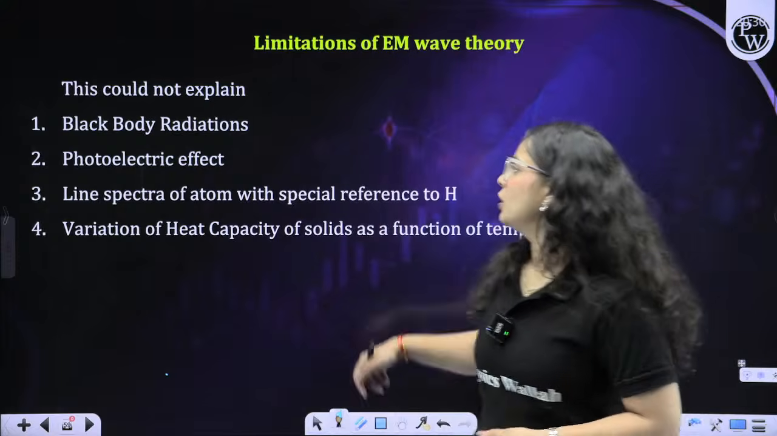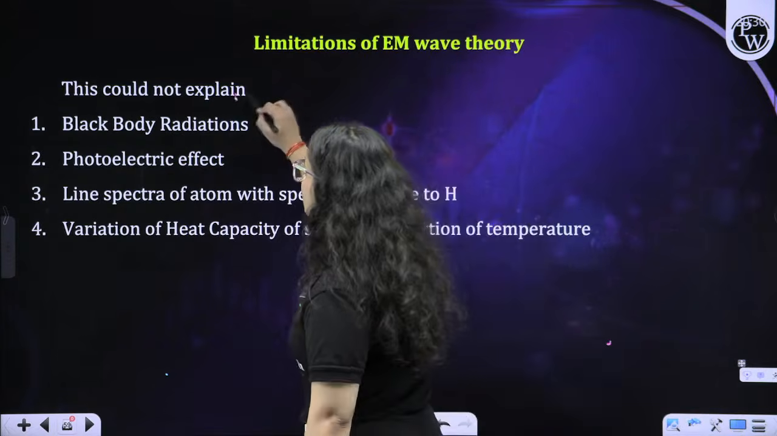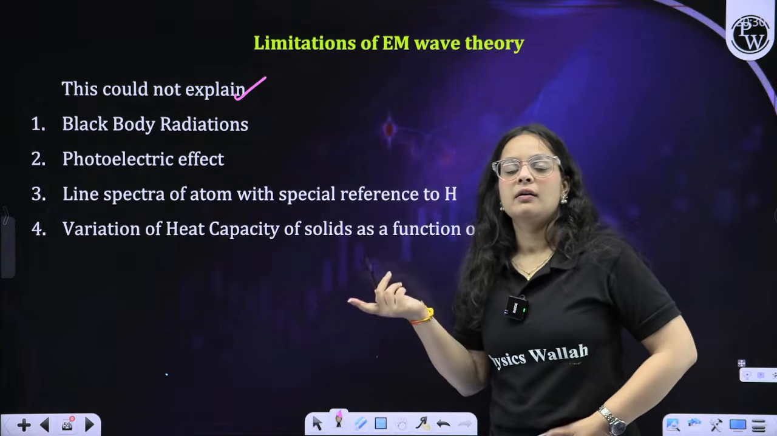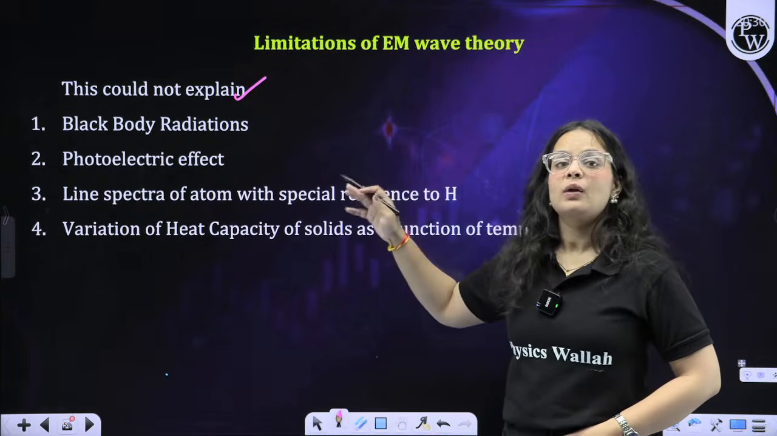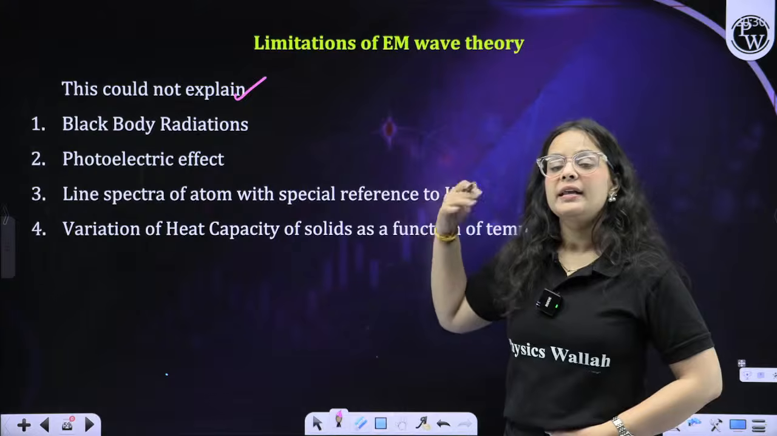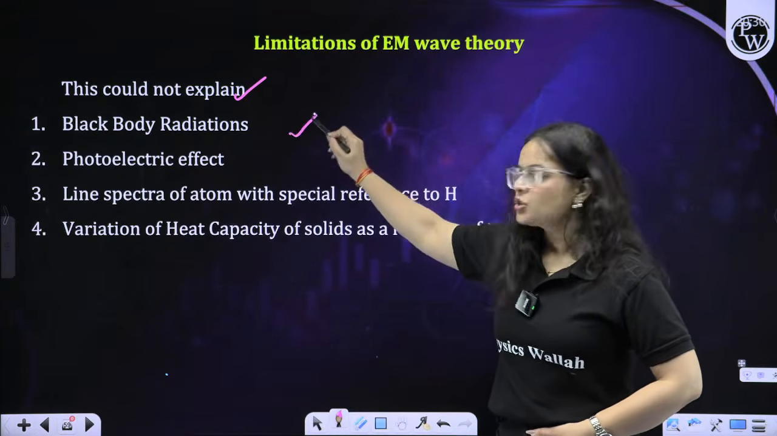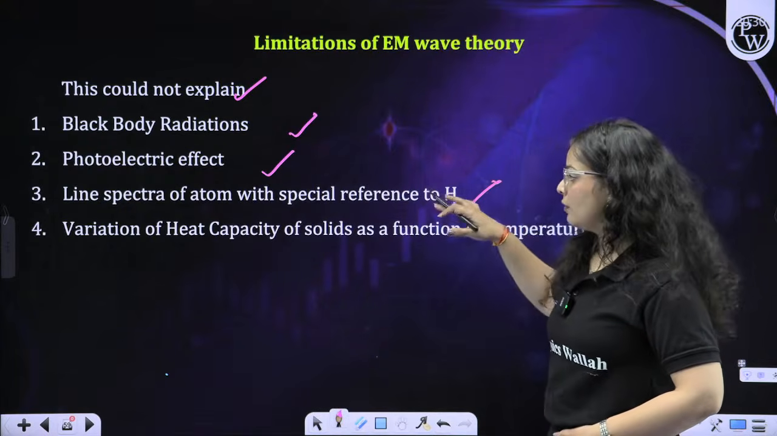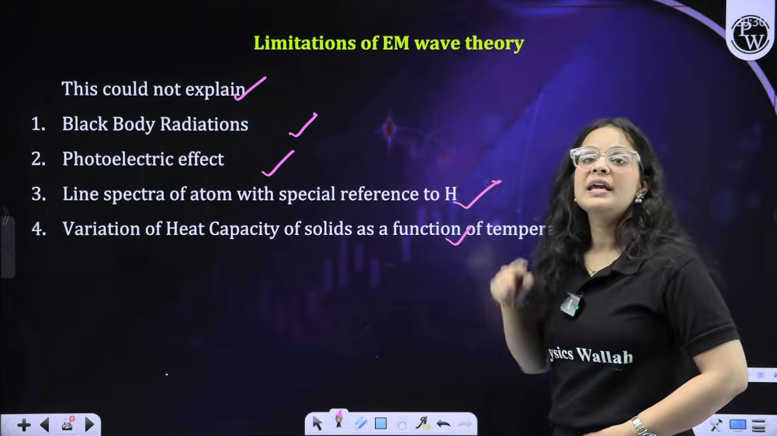Okay, moving on to the drawbacks of the Maxwell theory, the limitation of EM wave theory. They are considering the light radiation as wave nature only, but there are phenomena that cannot be justified if we take light as a wave: black body radiation, photoelectric effect, line spectra of an atom with special reference to hydrogen, and then variation of heat capacity.